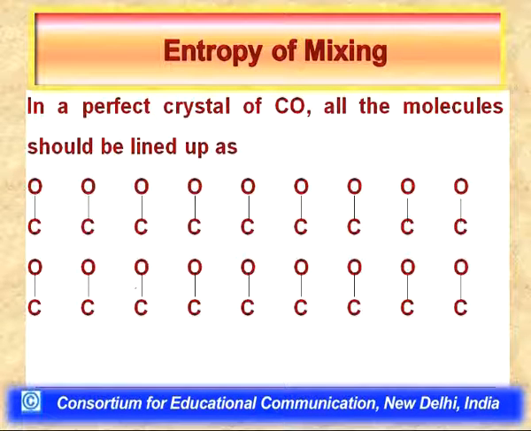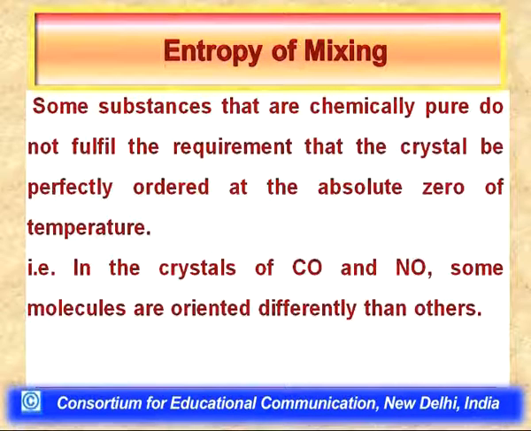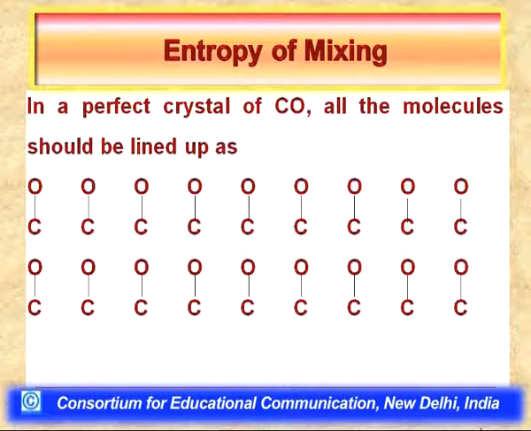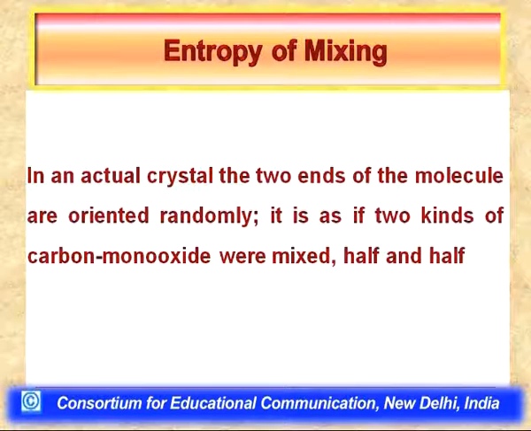But what happens in an actual crystal is that these molecules are not all oriented in the same manner, with oxygen pointing north and carbon pointing south. Therefore, in an actual crystal, the two ends of the molecule are oriented randomly. It is as if two kinds of carbon monoxide were mixed. It means that not all the carbon monoxide molecules are oriented with oxygen towards north and carbon towards south. There can be a reversal of orientation in space of these carbon monoxide molecules.